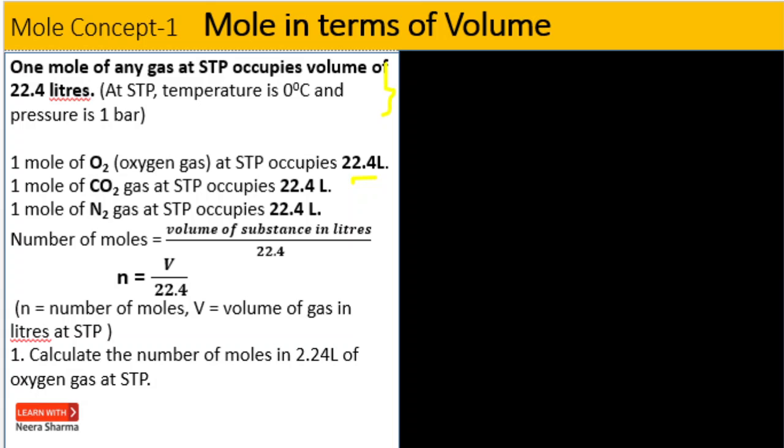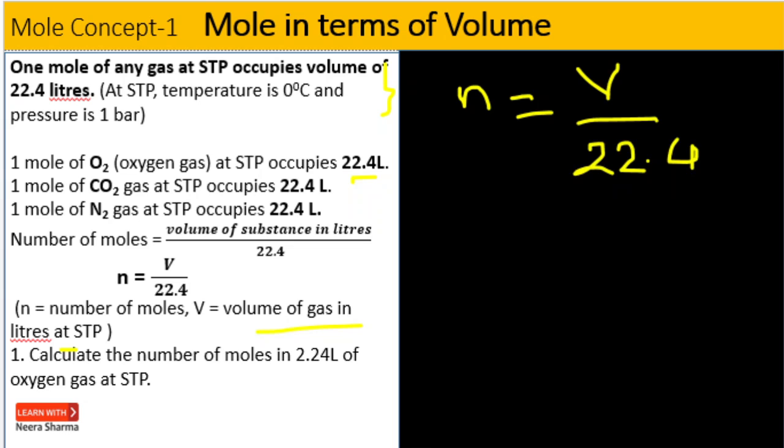So 1 mole of any gas at STP occupies 22.4 liters. So number of moles, if we have to calculate, that will be equal to volume by 22.4 liters, where V is volume of gas in liters.